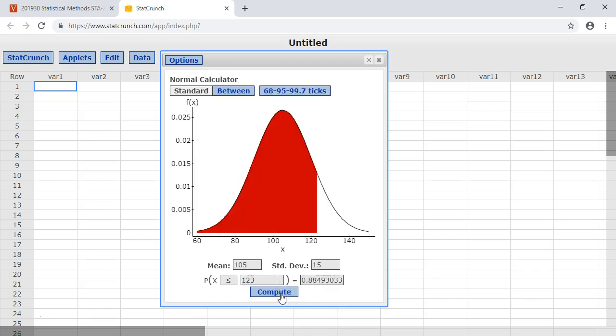And there's that picture that we came up with. And you can see our probability, and it wants us to round to 4 decimal places. So what is our probability? 0.8849, perfect.